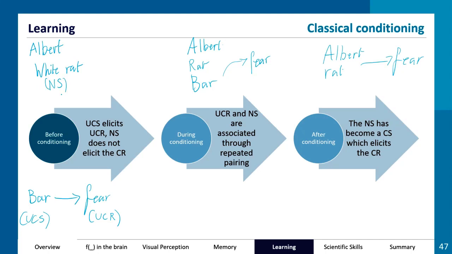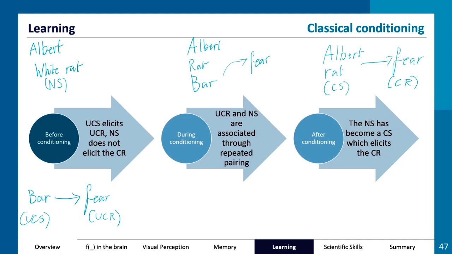Then those continue to have their roles during conditioning, where you're associating the response, like having that bar fear becomes associated with this white rat, and eventually you get the rat being a conditioned stimulus because now he has a conditioned response of fear to it. Now when you're talking about the conditioned response, it's very important that you link it as being the response due to the presence of the conditioned stimulus.